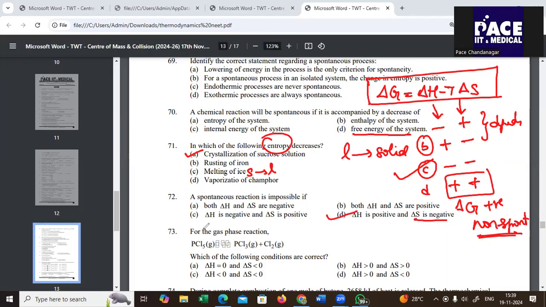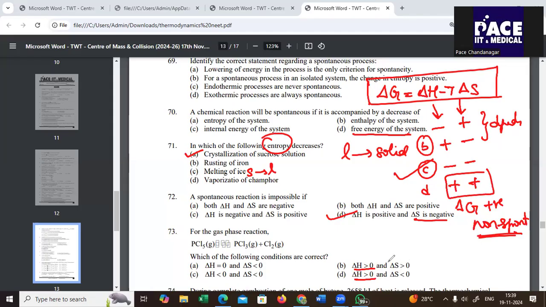Okay, next, moving on with the 73rd question. For the gas phase reaction, PCl5 is decomposing to PCl3 and Cl2. Same again, which of the following conditions are correct? Decomposition is asked to you. Definitely you are heating the system there. So delta H is greater than 0. Option B and D look fine.